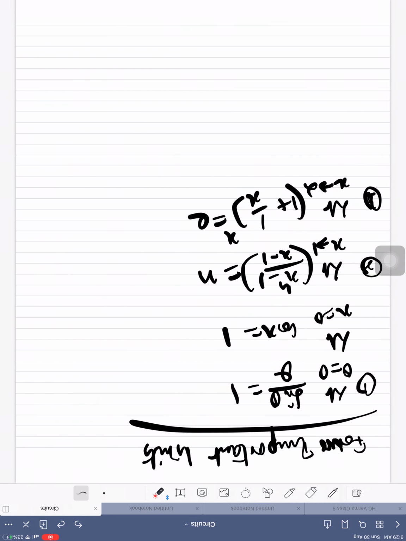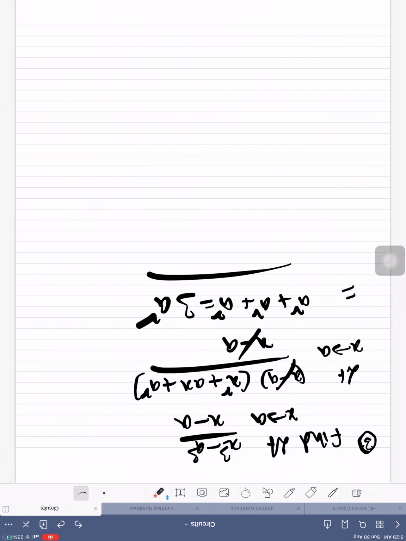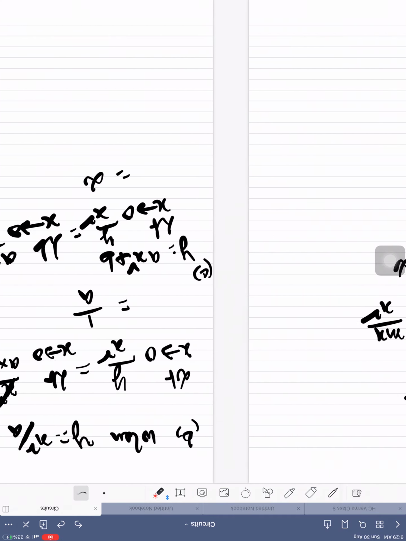Okay, in the limits there are 4 important limits. The first one is limit theta tends to 0 of sin theta by theta is 1. How can you get this? I already gave some infinite series in the first.